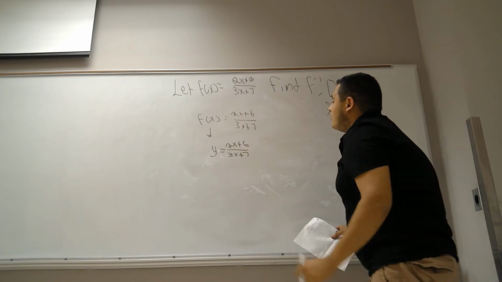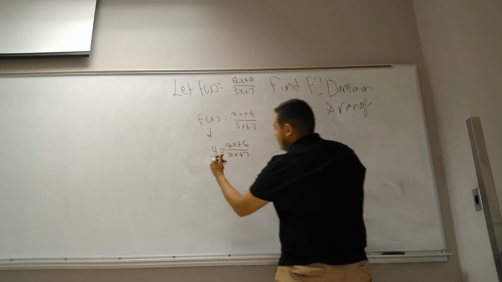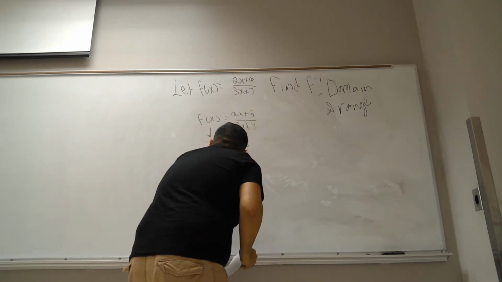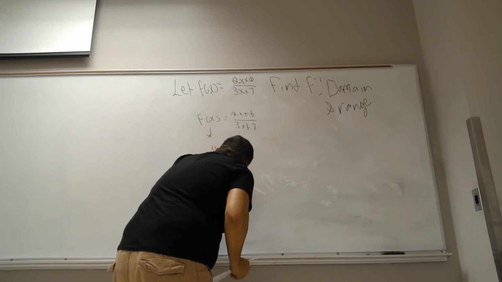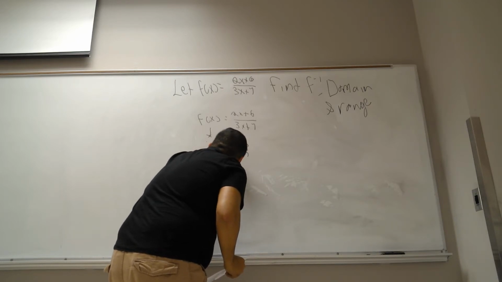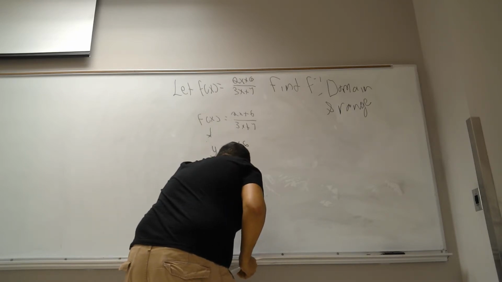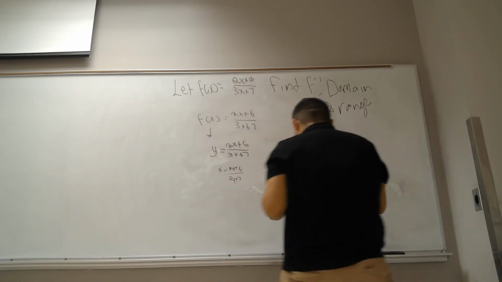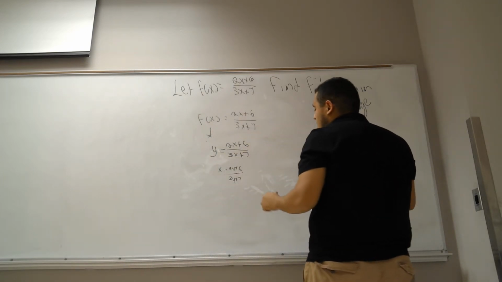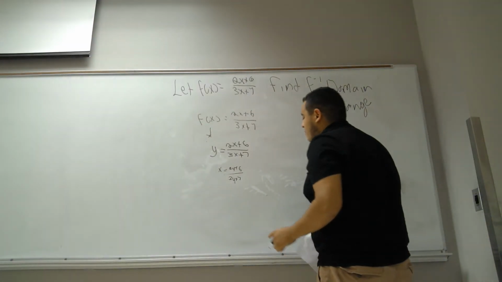Okay, now that you've done this, what you want to do is find the inverse, so you're going to switch the places of x and y. So you're going to have x equals (2y plus 6) over (3y plus 7). Okay, now that you have this, what you want to try to do is solve for y.